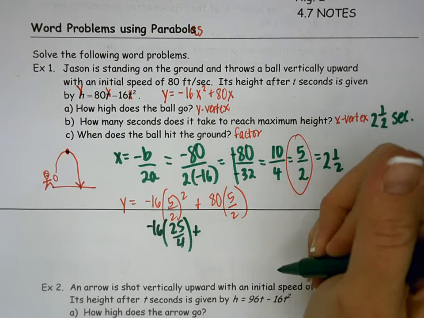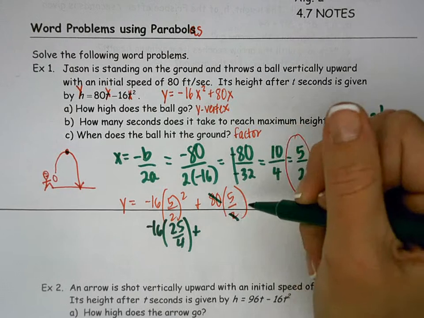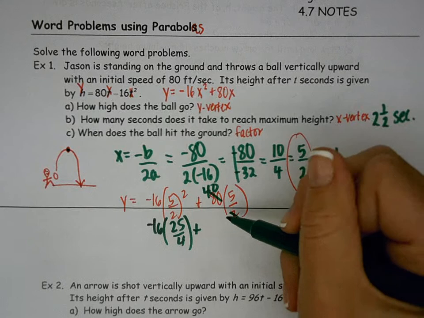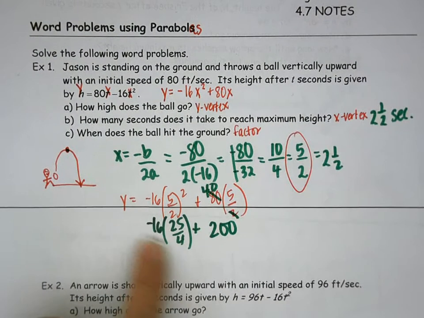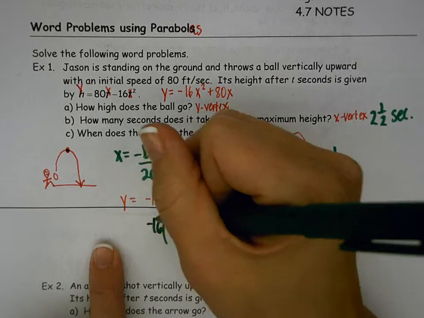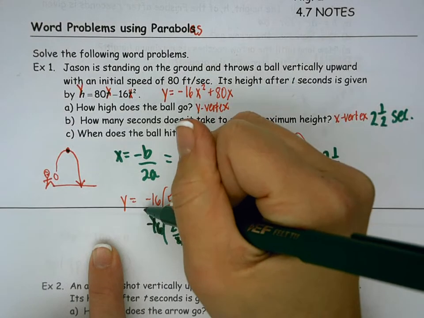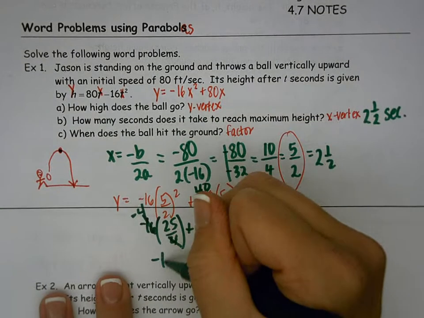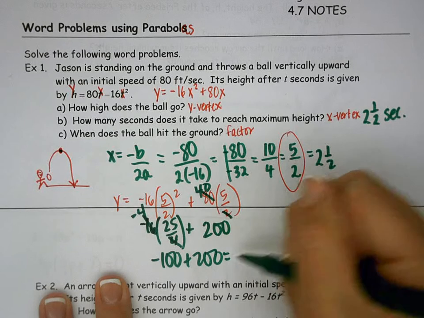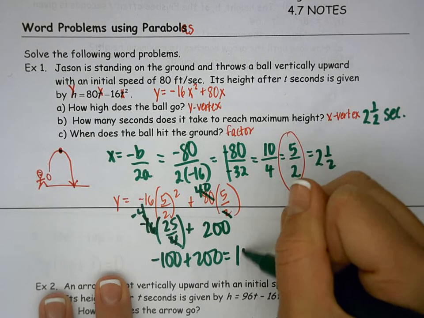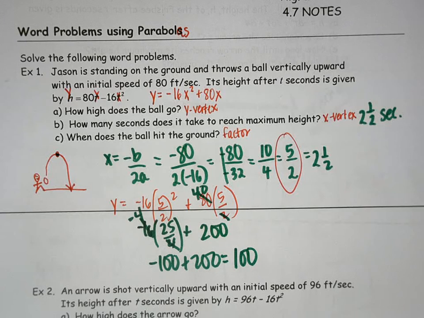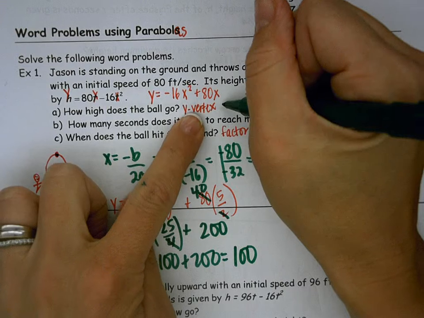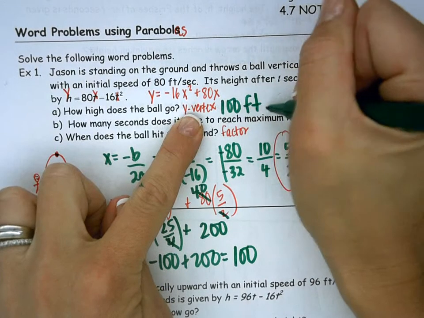Could we just reduce that? 2 goes into 80 how many times? 40, and we have 40 times 5, which is 200. Also, if you go back here, could I reduce those? Yeah, so 4 goes into 16, and that's negative 4, right? And negative 4 times 25 is? So I have negative 100 plus 200 equals positive 100. So on A, how high does the ball go? It is dealing with feet. So that answer is 100 feet.